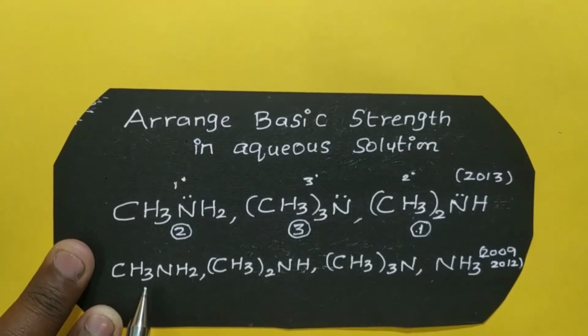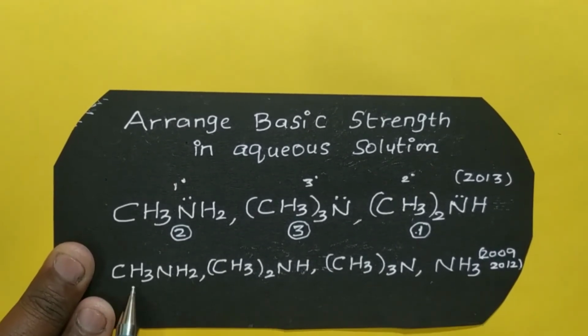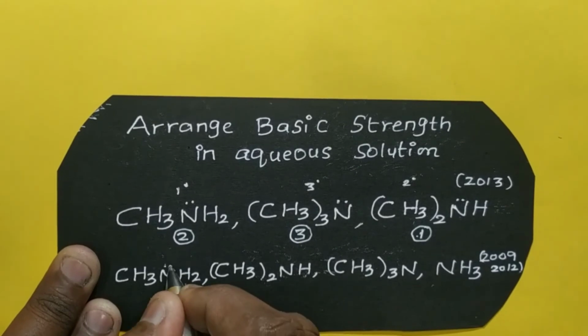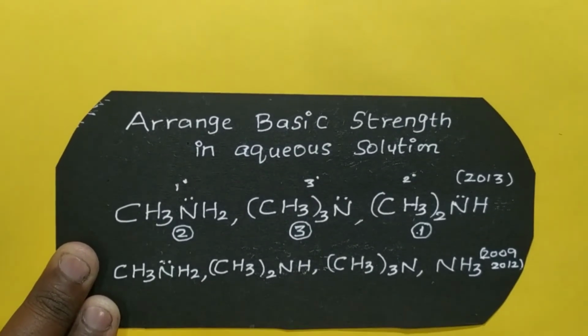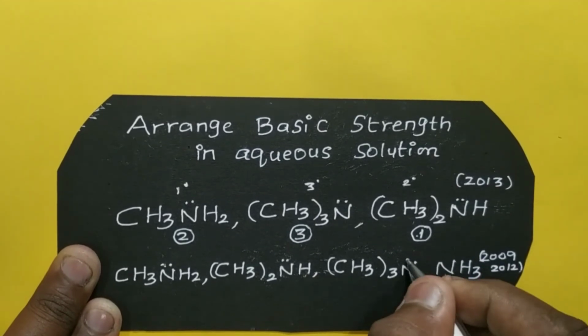Okay, if one hydrogen in ammonia is replaced by one methyl group, it is a strong base, because the electron cloud will be maintained by this methyl group. Here 2 methyl groups are there. Here 3 methyl groups are there.